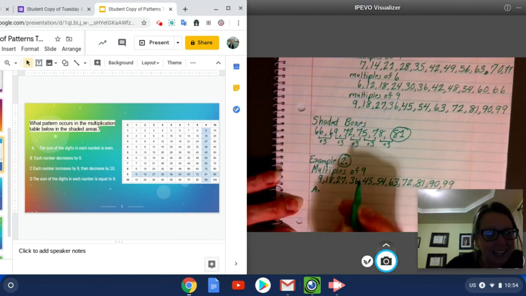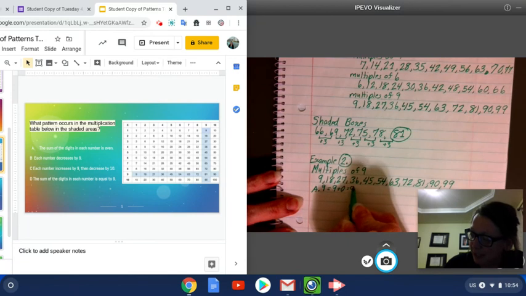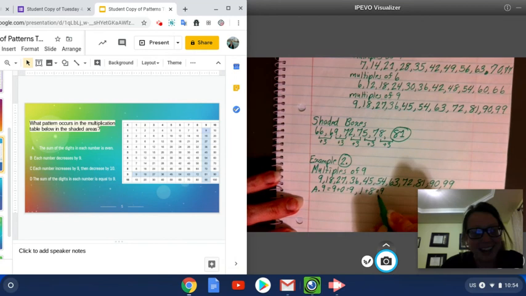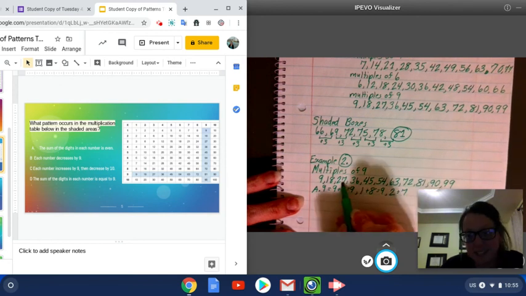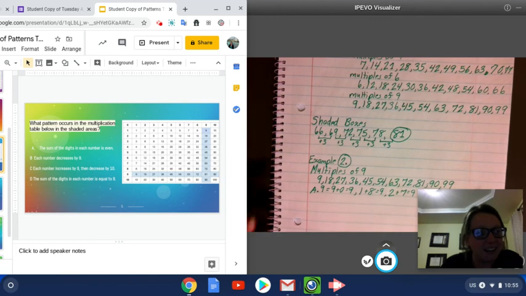So let's look at A. The sum of the digits in each number is even. So if we look at 9, that would be like 9 plus 0. That equals 9. That's not even. Or the sum of the digits 1 plus 8 equals 9. 9 is not even. Like 27, the sum of the digits, 2 plus 7, equals 9. That's not even. So A is not a choice.